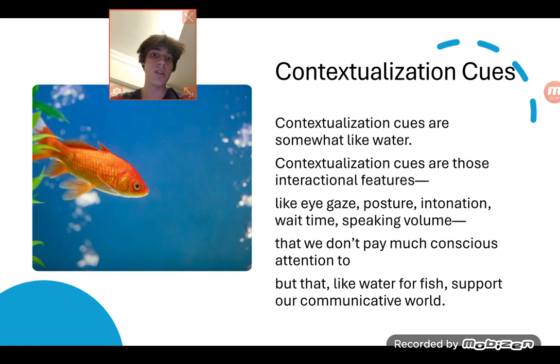Contextualization cues are somewhat like water. Contextualization cues are those interactional features like eye gaze, posture, intonation, wait time, and speaking volume that we don't really pay much conscious attention to, but that, like water for fish, support our communicative world.